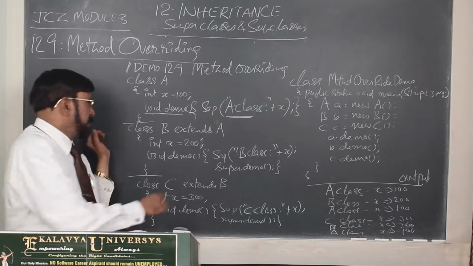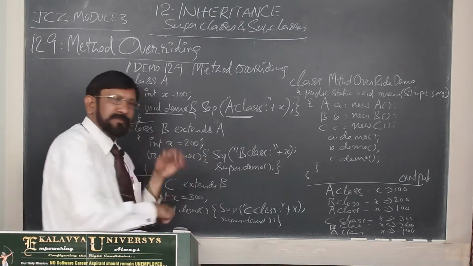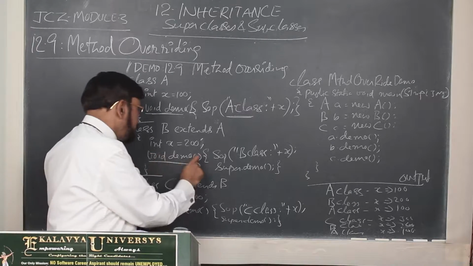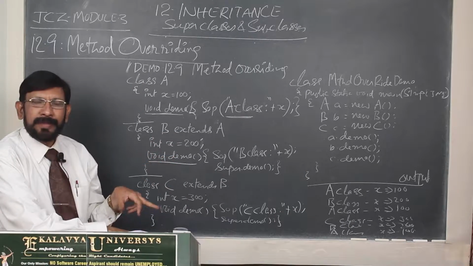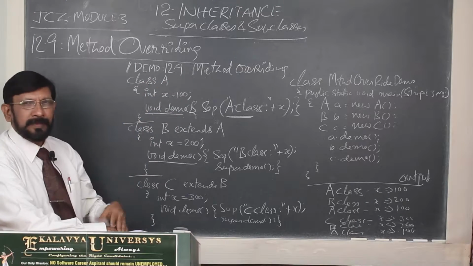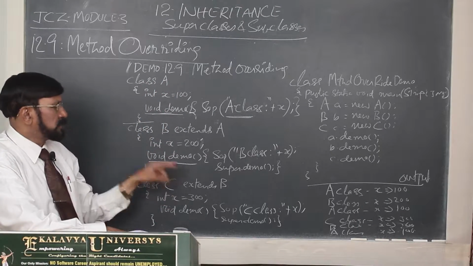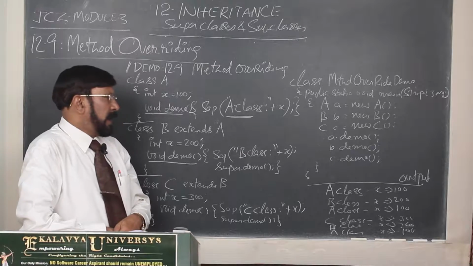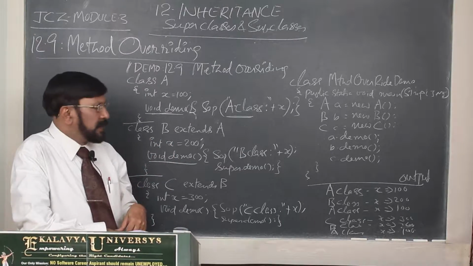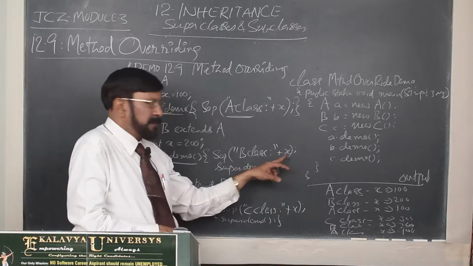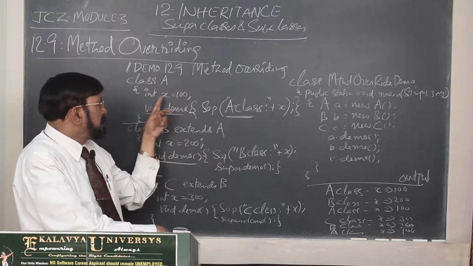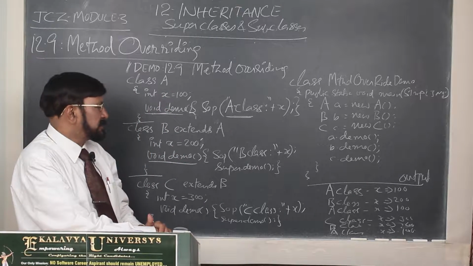Now, again void demo I have written, with the same signature. That means I am overriding the instance method of A, the instance method of the superclass, you must remember. In this I want to write "B class x". If I write x, obviously it will be B class x, because it hides A class x.